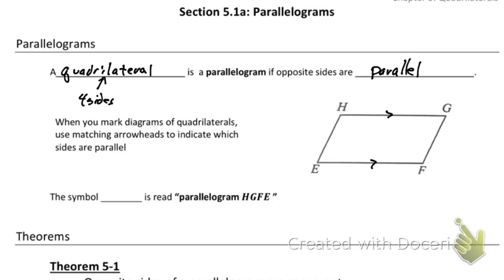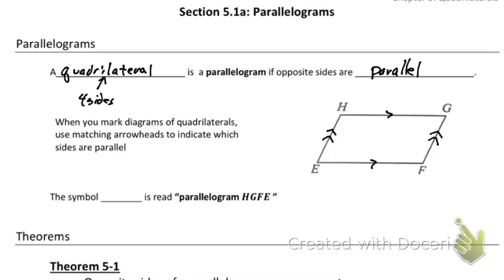Here's what I don't want you to do. I don't want you to mark it just like that. Can anyone tell me why that is 100% wrong, Labib? Because then that means that HE is parallel to HG. Yep, it means all four of them are parallel, right? So instead of just putting one arrow, we're going to put two arrows on HE and GF.